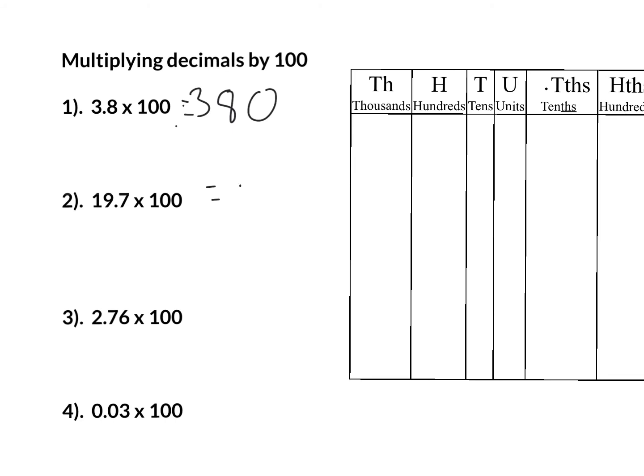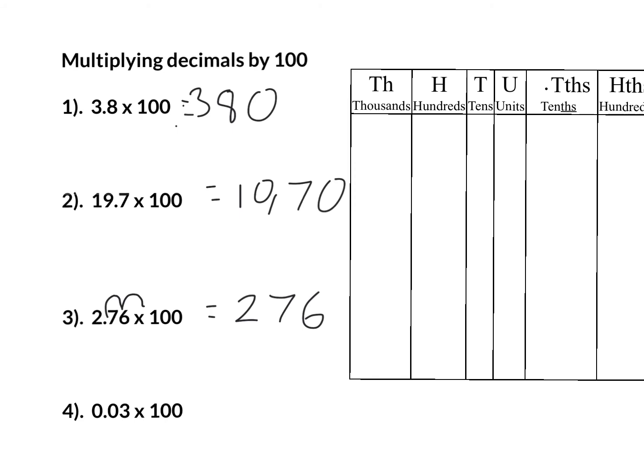19.7 times 100 is going to be 1,970. 2.76 times 100 is going to be 276. So if you move the decimal point over 2 places, 1, 2, you get 276.